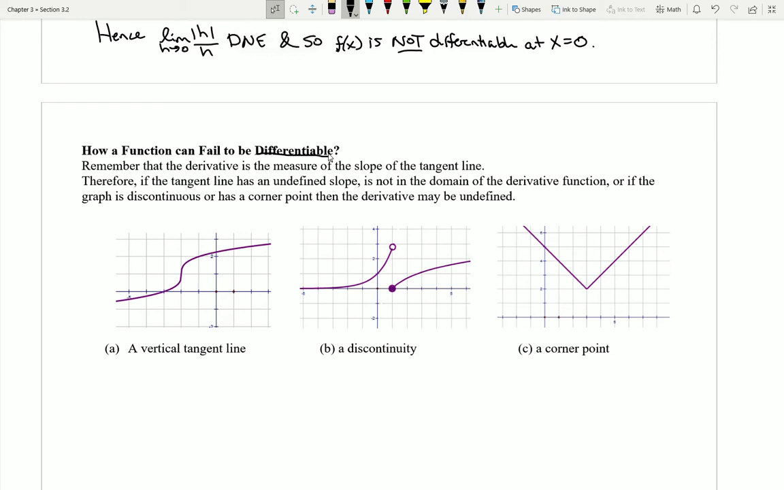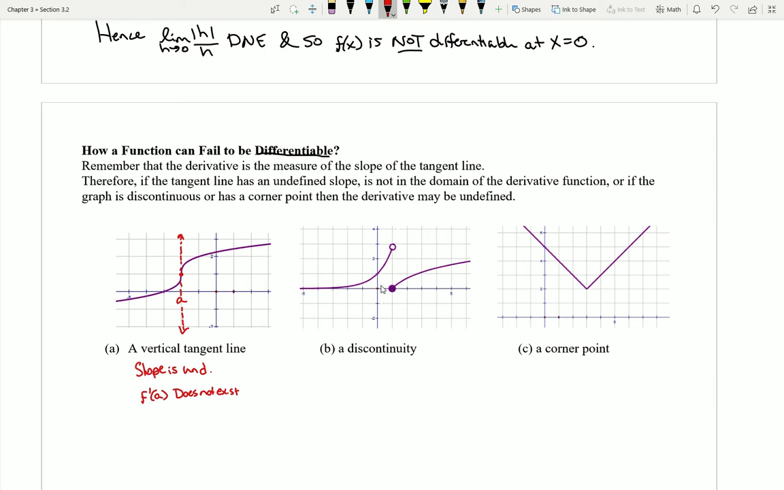And so there are lots of different ways to figure this out. Notice that if I ever had a function that, at a particular point, had a vertical tangent line, the slope of a vertical tangent line is undefined. So here I can see that the slope is undefined, which means that f prime of a does not exist, right? So this would be a time when I could have a function that, even though it's connected, could fail to be differentiable.